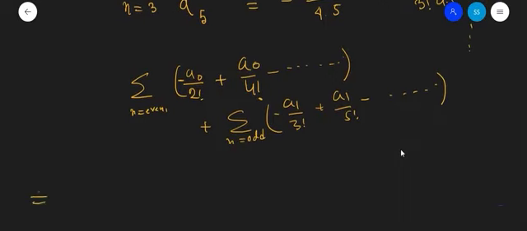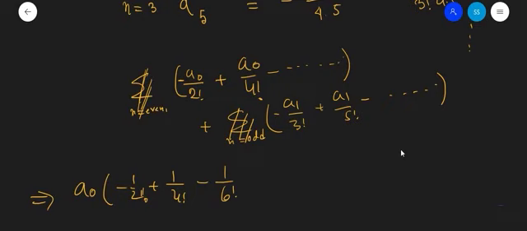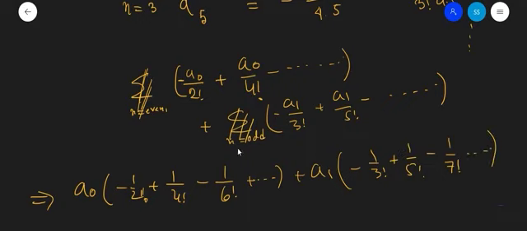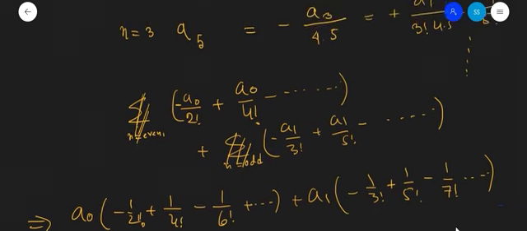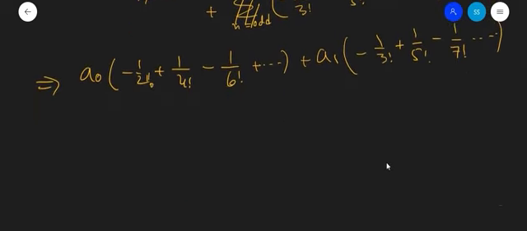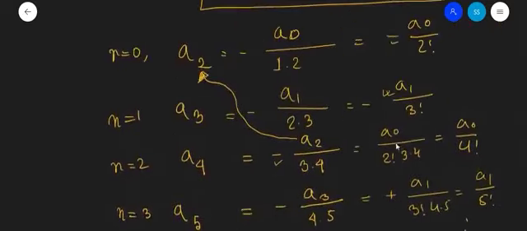Because if you simplify these terms over here, let's not write the summation symbols anymore. Just factor out this a0: minus 1 over 2 factorial, plus 1 by 4 factorial, minus 1 by 6 factorial, because this is even. So the hard work lies in recognizing the series and evaluating the terms. And these are just series of sines and cosines, because this is our recursion relation, right?